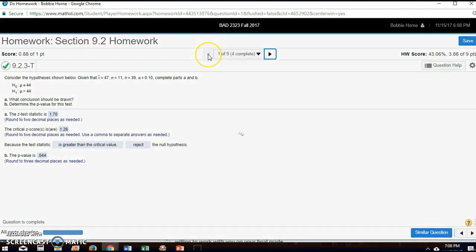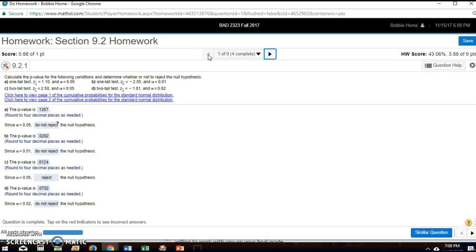Okay, we're going to look at section 9.2 homework. First, we're going to look at finding the p-value for a one-tailed test when z is 1.10 and alpha is 0.05. What we call here, when you have a z-value of 1.10, this is a right-tailed test. We want everything to the right, the probability to the right of this value.